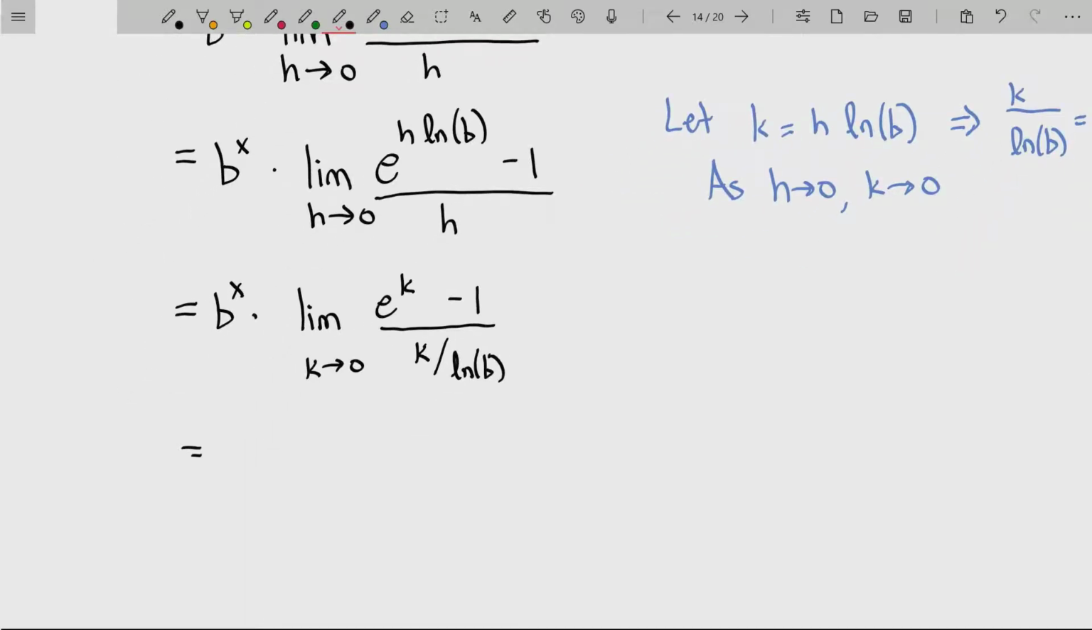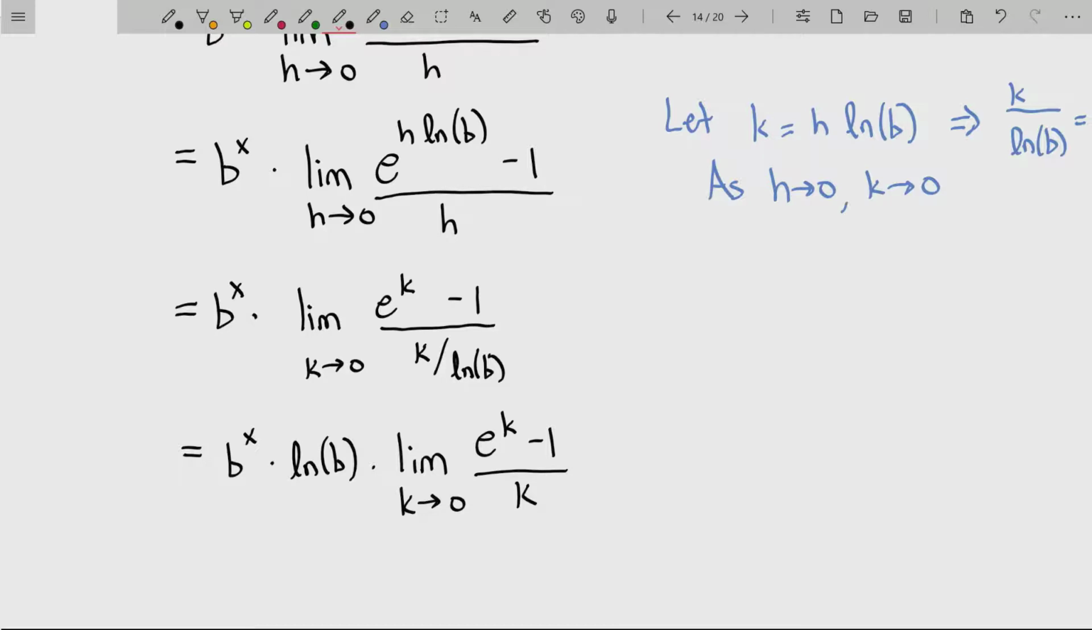So let's see what we get here. This is b to the x. The natural log of b swoops up to the top, and I can move it outside, in fact, because it's a constant, times the limit as k approaches 0 of e to the k minus 1 over k.